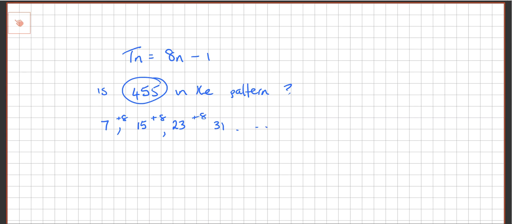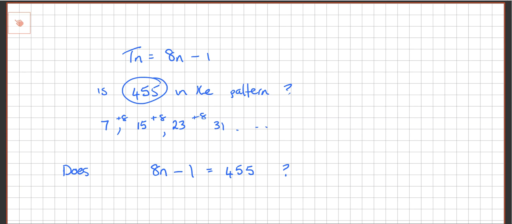Des, what would you say? What's the other method? So you start with the 8 subtract 1, you have that number. And so you're doing 455. You've got to write, does Tn, so does 8n minus 1 equal 455. Good. That's the statement, isn't it? So that's what we're trying to find.